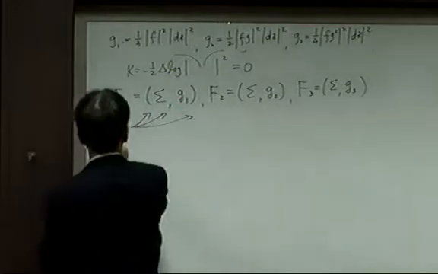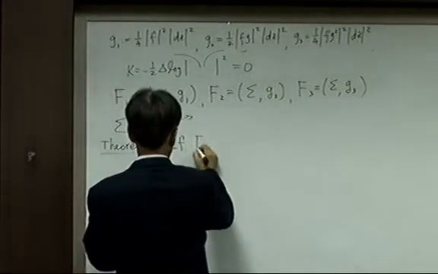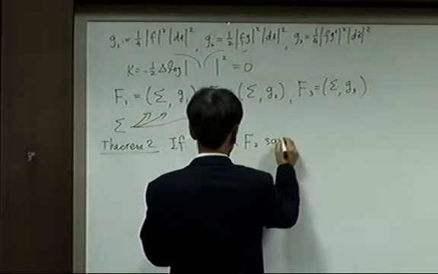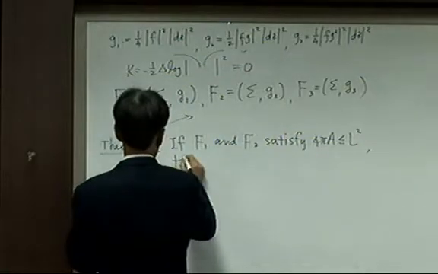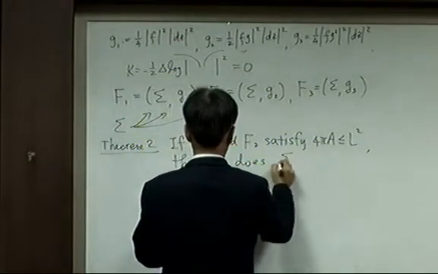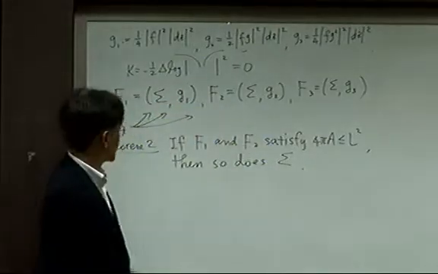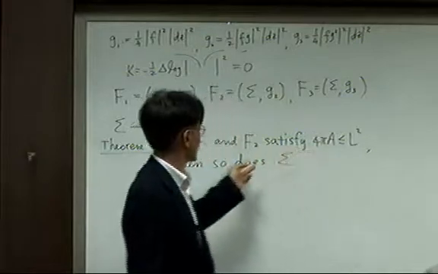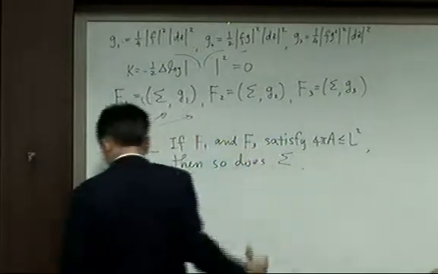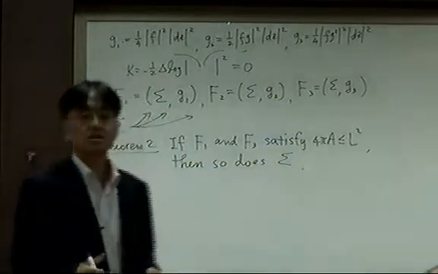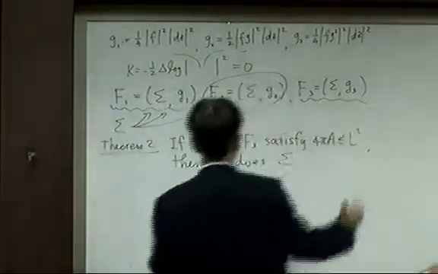And how do you do that? We are using the following key theorem. If F1 and F3 satisfy the standard isoperimetric inequality, then so does sigma. So the proof of the isoperimetric inequality for minimal surfaces is reduced to that for the flat surfaces F1 and F3. We don't have to worry about the other flat surface; we need only these two. And why is that?